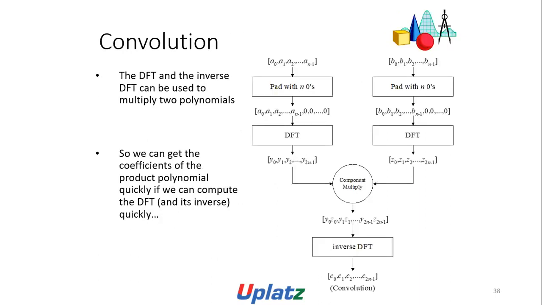Convolution. The DFT and inverse DFT can be used to multiply two polynomials, so we can get the coefficients of the product polynomial quickly if we can compute the DFT and its inverse quickly. Take a0 to a(n-1) and b0 to b(n-1), each padded with n zeros. Apply the DFT to get y0 to y(2n-1). Multiply component-wise, then apply the inverse DFT to get c0, c1, c2, the convolution.